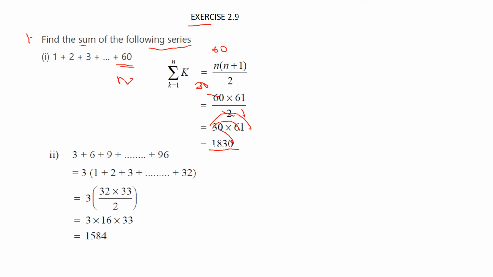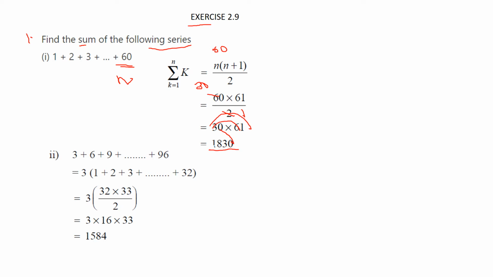Next one, 3 plus 6 plus 9 plus etc. up to 96. We have to find the sum of these numbers. So here they are 3 multiples. So you take 3 common. So 3 into 1 plus 2 plus 3 etc. 96 by 3 is what? 32. Therefore 1 plus 2 plus 3 etc. up to 32, you write it inside the bracket.